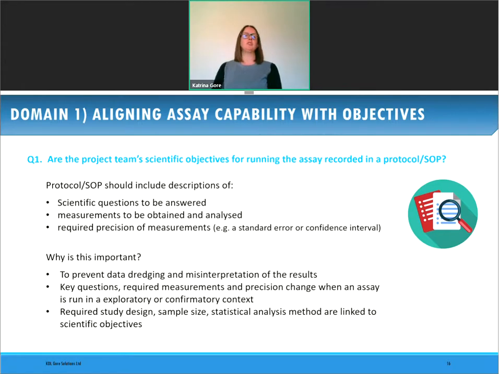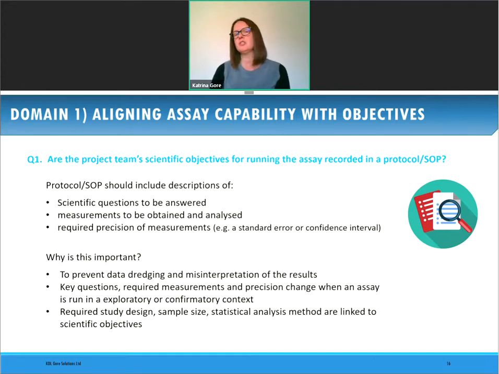So your protocol and SOP should include descriptions of the scientific questions you want to answer, because those will directly map into statistical comparisons and analyses. It should talk about the measurements you want to obtain and analyze. And this is the third point that we didn't see much of at all: the required precision of your measurements. For example, a standard error or confidence interval and the size of that you wish to obtain. We'll come back to precision a little more. So this is important to help us prevent data dredging and misinterpretation of the results. You've had some thought up front as to why you are running this assay and how that then maps into statistical concepts and ideas.